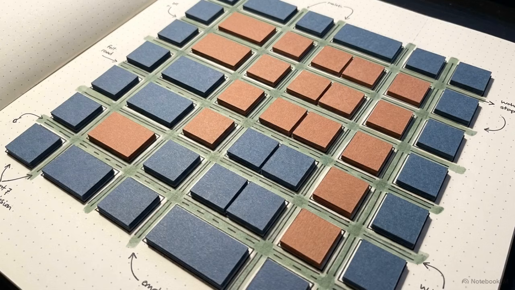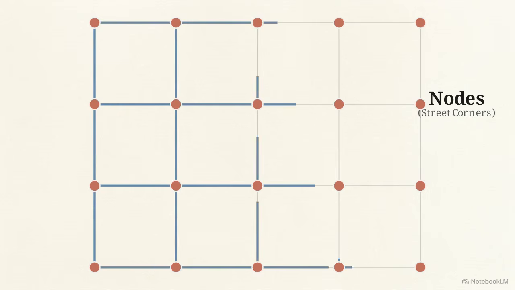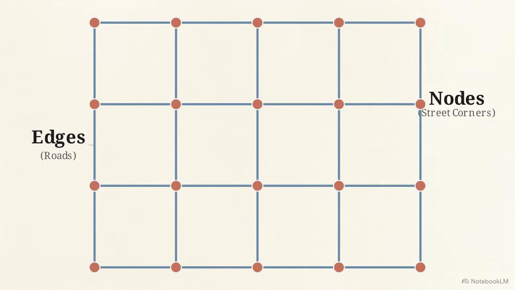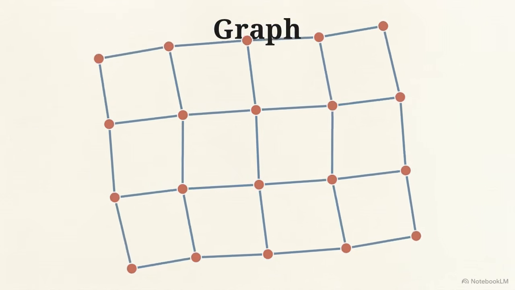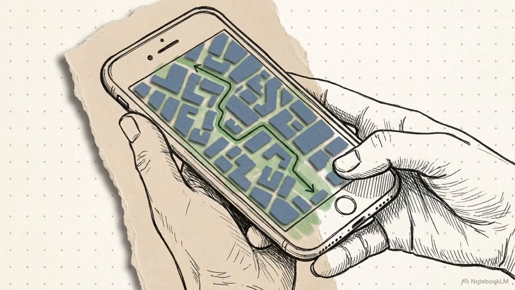The easiest way to see this architecture is to look at a basic city street grid. When you strip away buildings and terrain, you're left with a series of street corners. In computer science, those intersection points are called nodes. The roads linking those corners together are called edges. Put your nodes and edges together and you get a graph. Every map application relies on this mathematical structure to calculate where you are and where you can go.